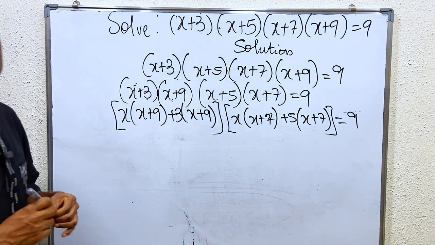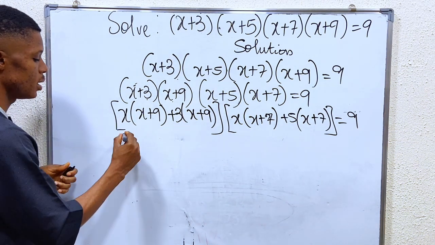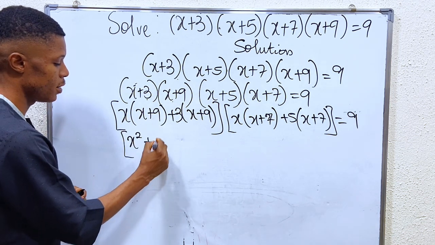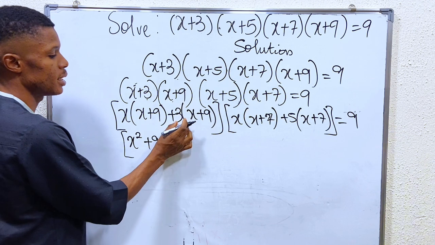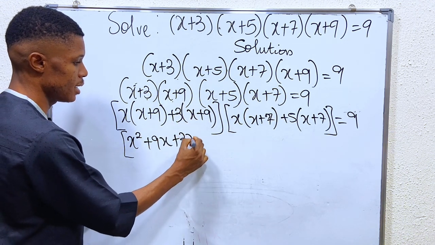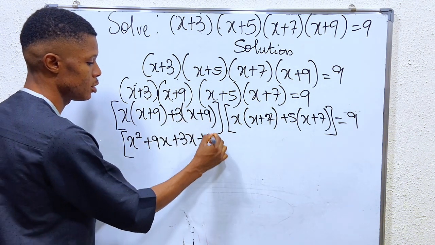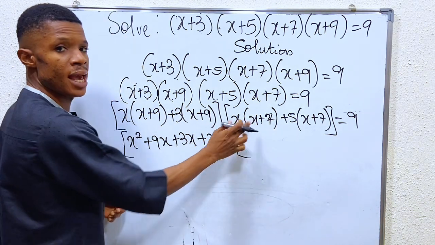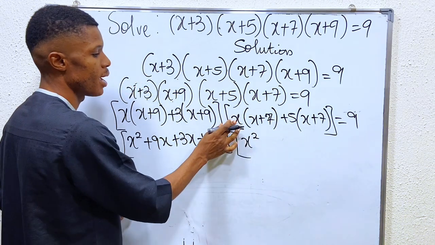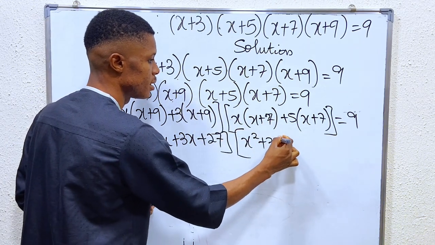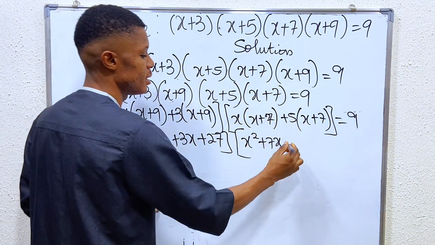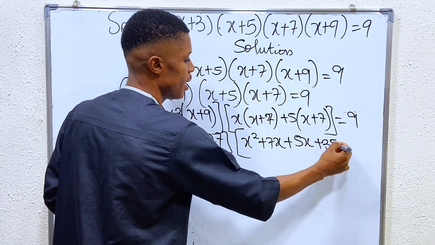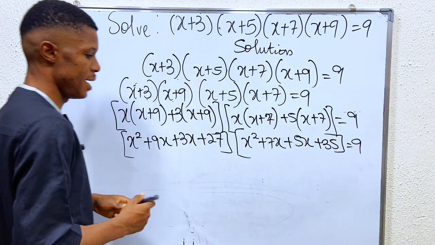So let's open up and know the result. x times x is x squared. x times 9 is plus 9x. 3 times x is plus 3x. 3 times 9 is 27. Then for the second one, x times x is x squared. x times 7 is plus 7x. 5 times x is plus 5x. 5 times 7 is 35, and this equals 9.